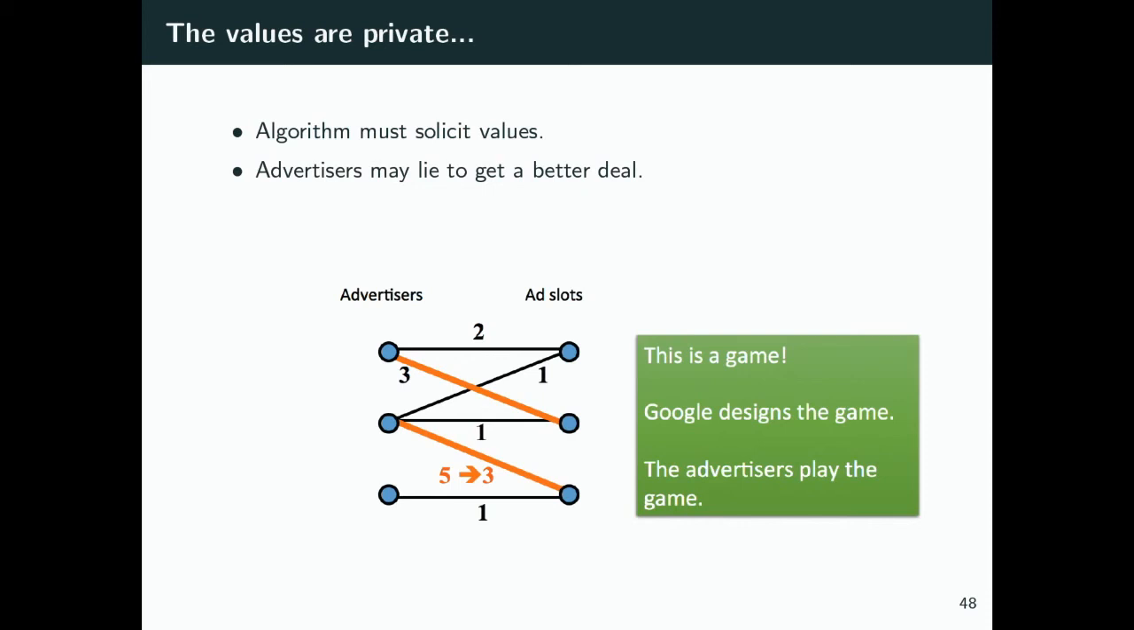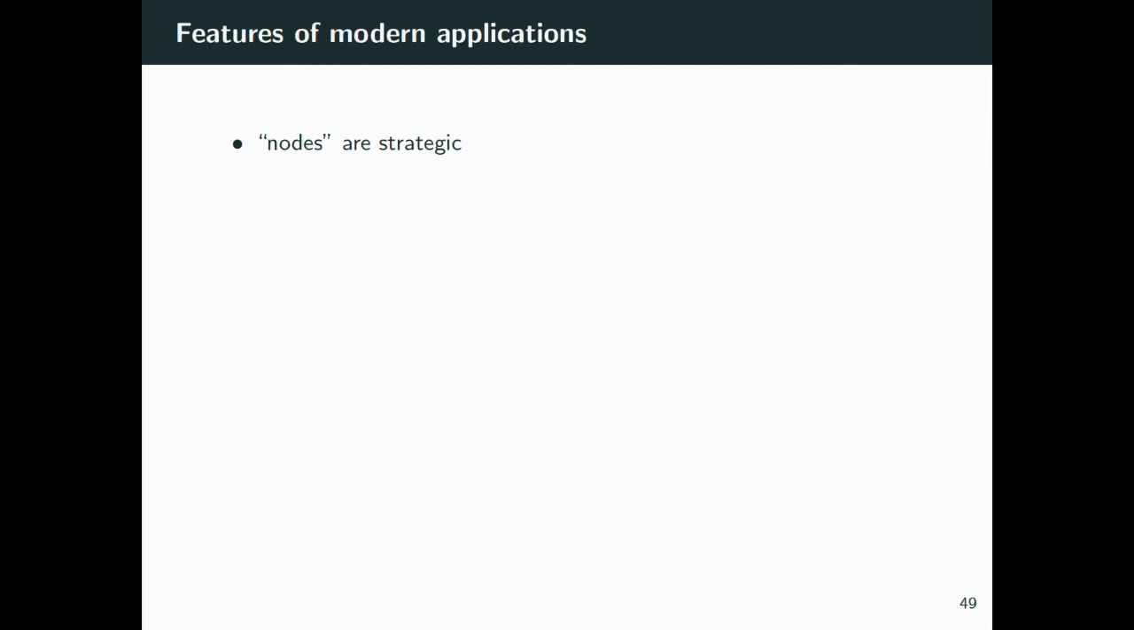So this is just one of the important features of all these modern applications. The nodes in the bipartite graphs that we deal with in these modern applications are strategic. If you're a passenger using Uber, you want to get the cheapest ride possible in the quickest amount of time. If you're a driver, you want to get paid as much as possible. So there's a lot of room for manipulation and strategy on the part of all the participants in all of the examples that I gave earlier.